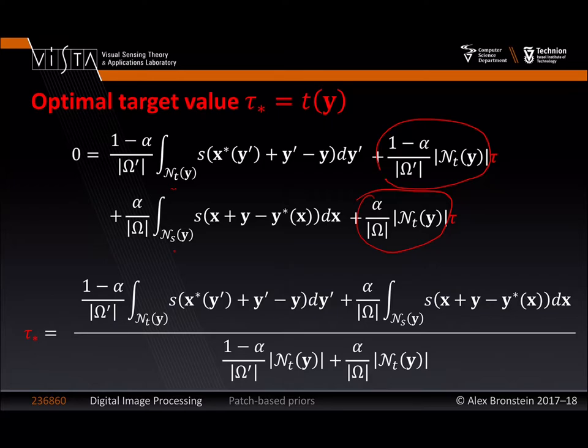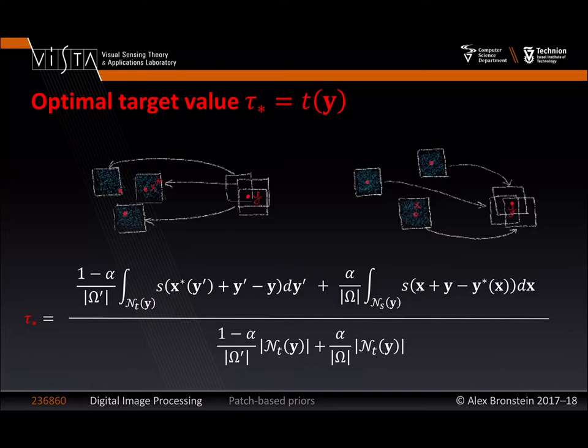So you see averages of the patches in the source domain that correspond to patches in the target domain containing the point y. And in the second term, I have averages of patches in the source domain whose nearest neighbors in the target domain contain the point y. So here I start in the target domain and take the patches that cover y. And here I start from the source domain, and I'm interested in only those patches whose nearest neighbors in the target domain cover the point y.